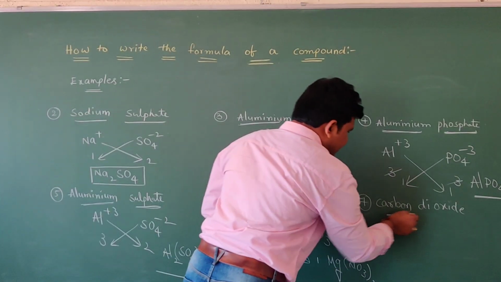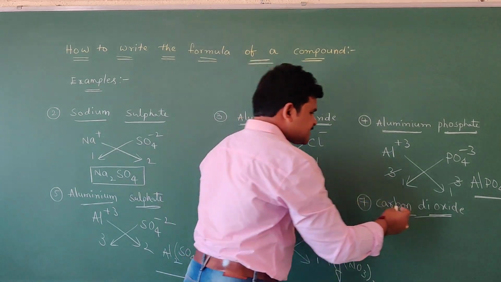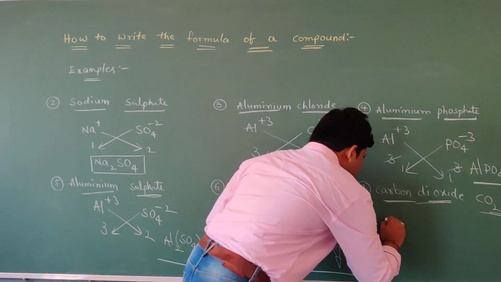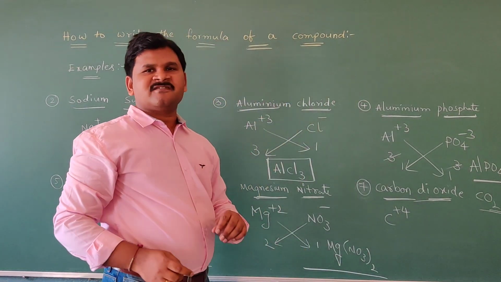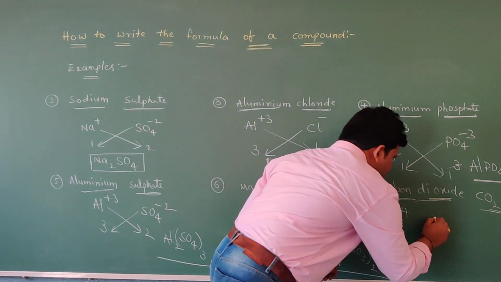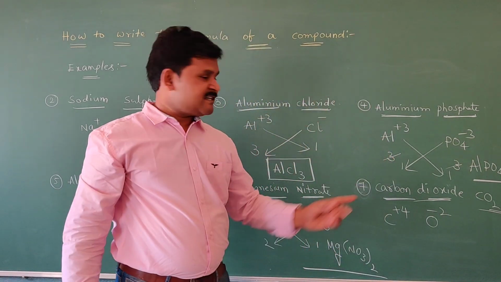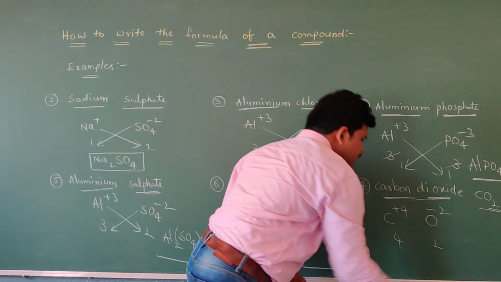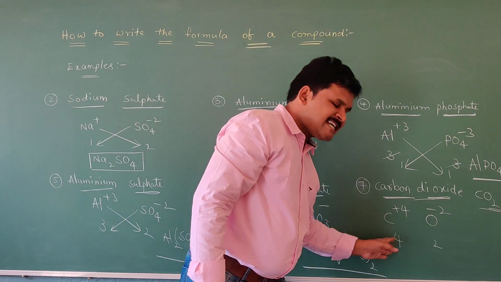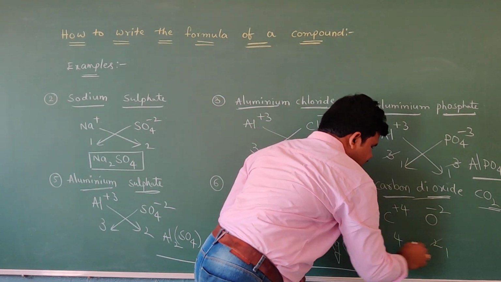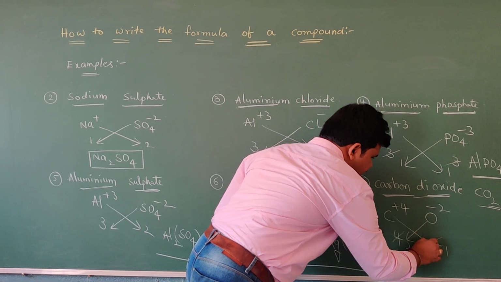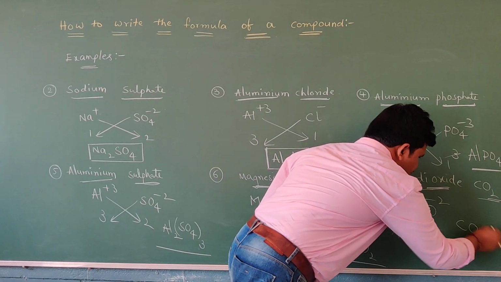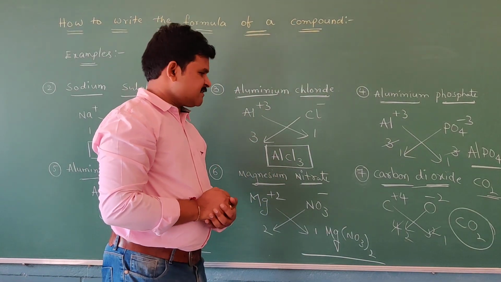Next, carbon dioxide. As you know, the carbon dioxide formula is CO2. But how do you get CO2? Very simple. Carbon charge is +4. Oxygen, oxide formula O-2. What are the charges? 4 and 2. Is there any possibility of cancellation? Yes, 2 1s are 2, 2 2s are 4. So C1 means C, and oxygen is 2. So CO2. This is the formula of carbon dioxide.